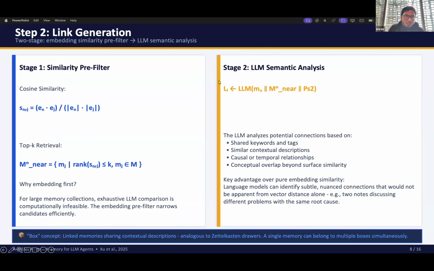And then in stage 2, they ask the LLM to actually generate the link. So the distinction is that stage 1 is based on embedding-level relation, and stage 2 is not embedding. It's based on the LLM's decision, how the nodes are interconnected. So that's the link generation.